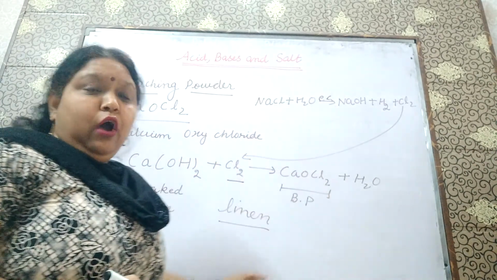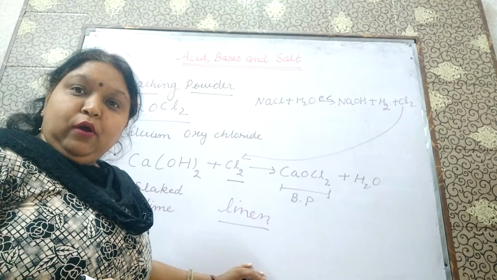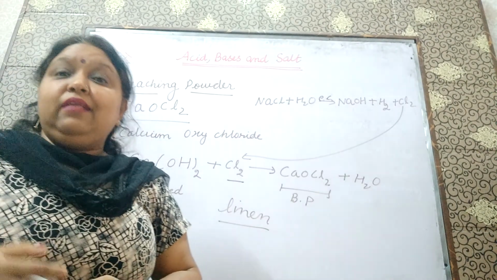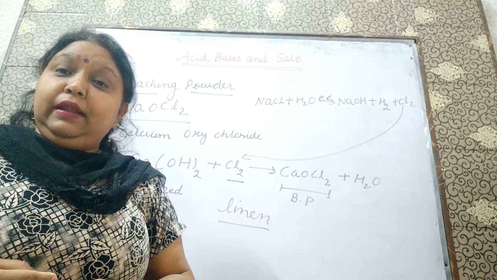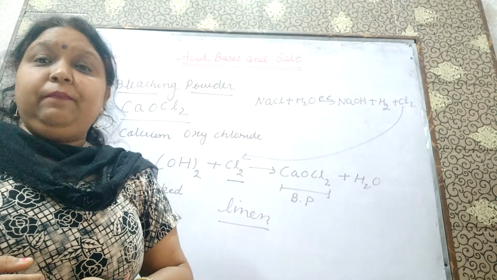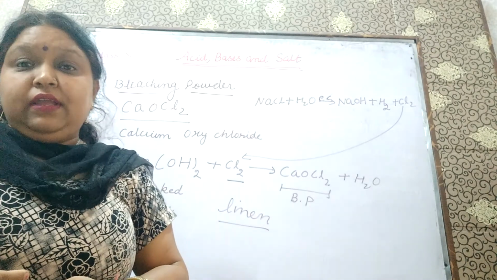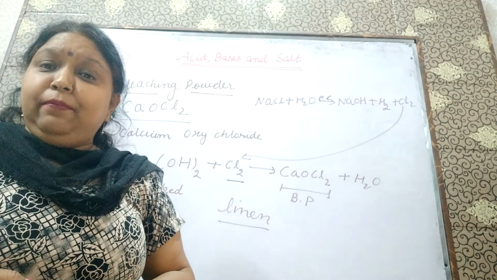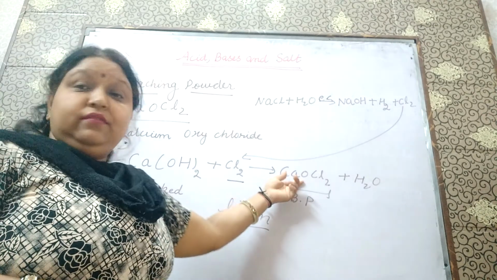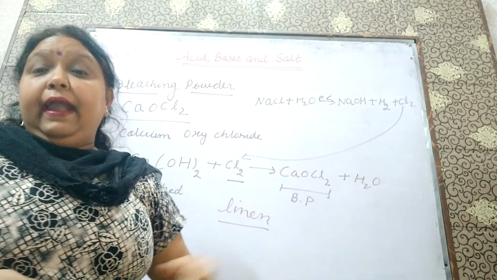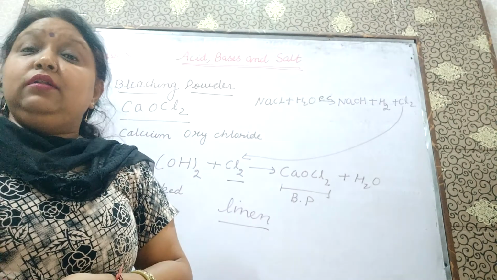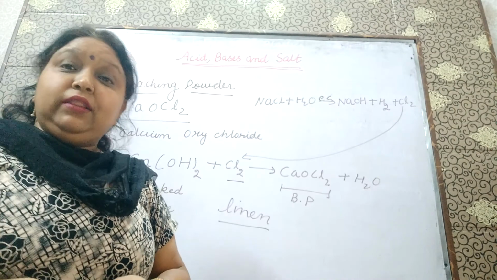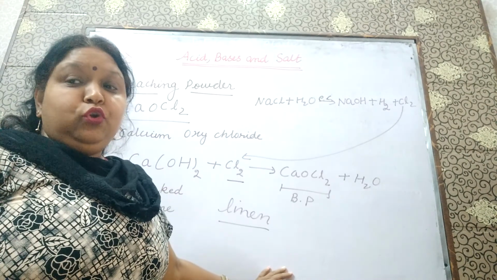Up to now we have completed bleaching powder, and I have told you that bleaching powder has many uses. For example, it is used in paper industries, it is used in textile industries, it is used as an oxidizing agent in our labs since it contains oxygen with it. And it is used as the disinfectant for water treatment plant. So I think bleaching powder is clear to you.